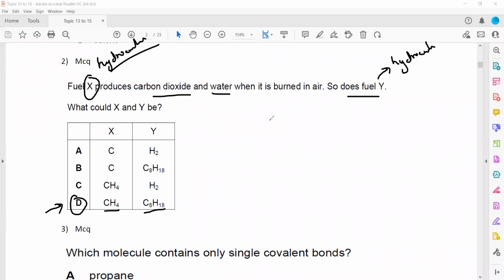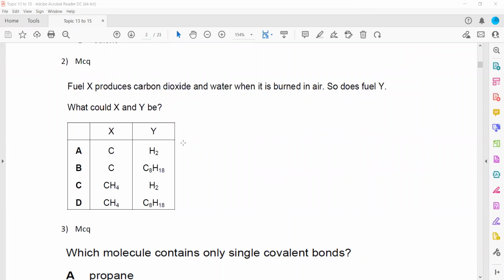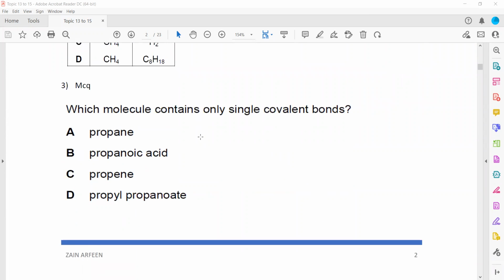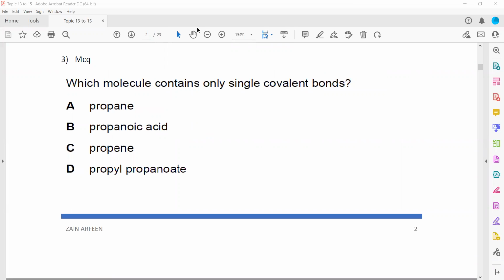So whenever you burn a hydrocarbon, like if you burn methane in the presence of oxygen, the combustion reaction produces carbon dioxide and water. Same thing, if we have C8H18, when we burn it, it produces carbon dioxide and water. The combustion of hydrocarbons will lead to formation of carbon dioxide and water. If it was only a carbon containing fuel, then it will produce carbon dioxide. And if hydrogen is used as a fuel, it will produce water. But hydrocarbons produce both carbon dioxide and water.